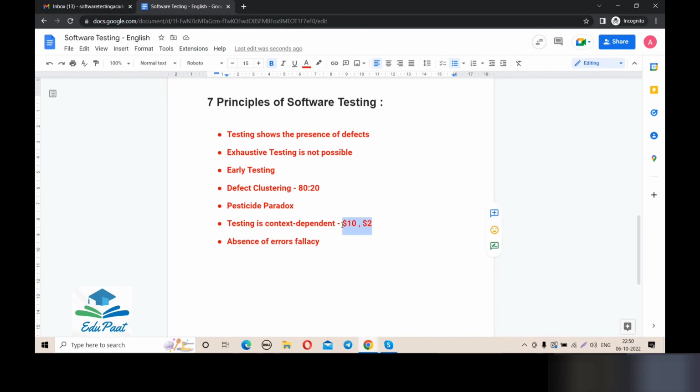Okay, 5 times cheaper. So do you think it makes sense for both companies to have the same QA processes? Suppose this is company A and this is company B. Do you think these 2 companies are following the same QA processes?